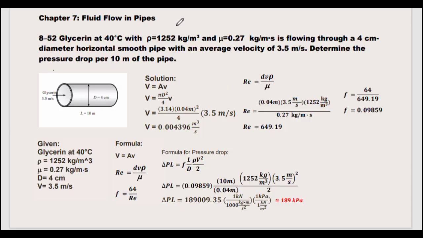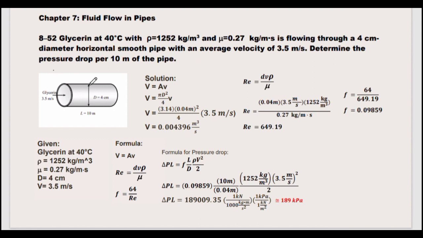Hello everyone, so today we will solve another topic of fluid mechanics, chapter 17, fluid flow in pipes, from the book of Yunus Cengel and Afshin Ghajar, problem 8-52. Glycerin at 40 degrees Celsius with a density of 1252 kg per cubic meter and mu equals 0.27 kg per meter second is flowing through a 4 centimeter diameter horizontal smooth pipe with an average velocity of 3.5 meters per second. Determine the pressure drop per 10 meters of the pipe.